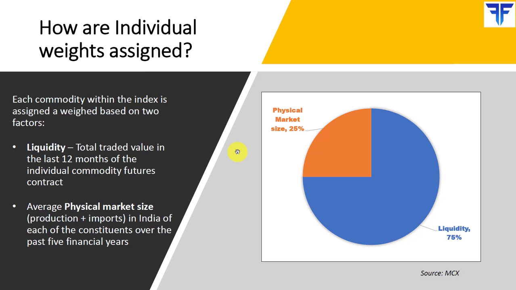You may wonder, how are these individual weights arrived at? Well, there are two factors based on which the individual weights are assigned. The first factor is liquidity, which accounts for 75% of the weight. Liquidity refers to the total traded value of the respective commodities over the course of the last 12 months. The second factor is the physical market size in India, which accounts for 25% of the weight. Physical market size consists of production and imports of the respective commodities that are a part of the base metals index.